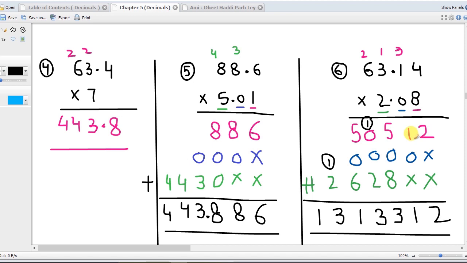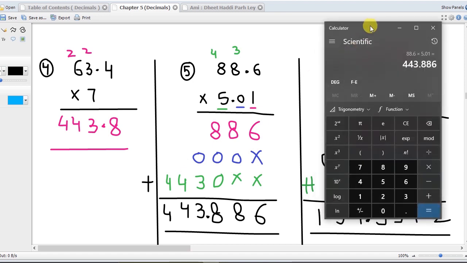Now we have to place the decimal point. So there are 4 digits in the question after the decimal point. So now we have to put the decimal point in a position so that we also get 4 digits after the decimal point in our answer. 1 2 3 4. So this is our final answer.